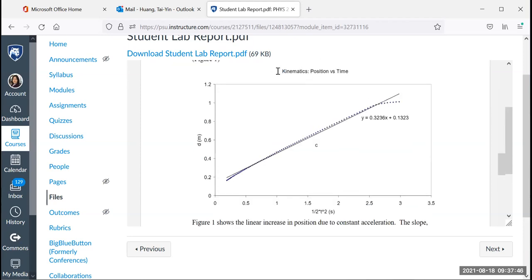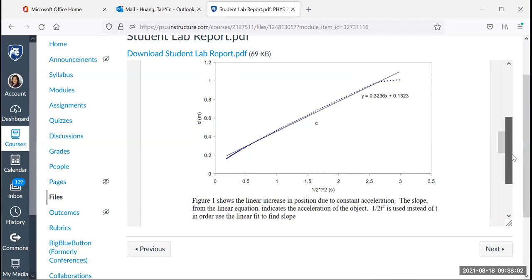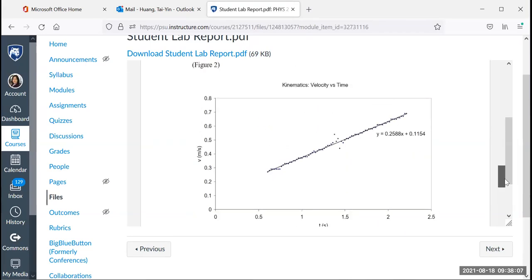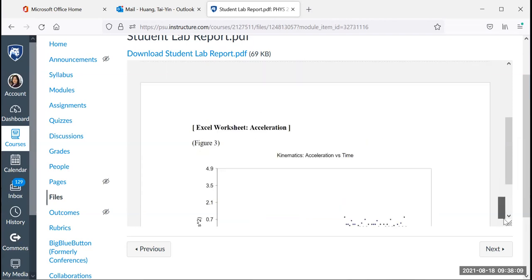So you have the title here, and again, as I mentioned, the title should be better than just position versus time. And then you have the graph here, and then you have the figure caption, and then you have another figure, and another figure.